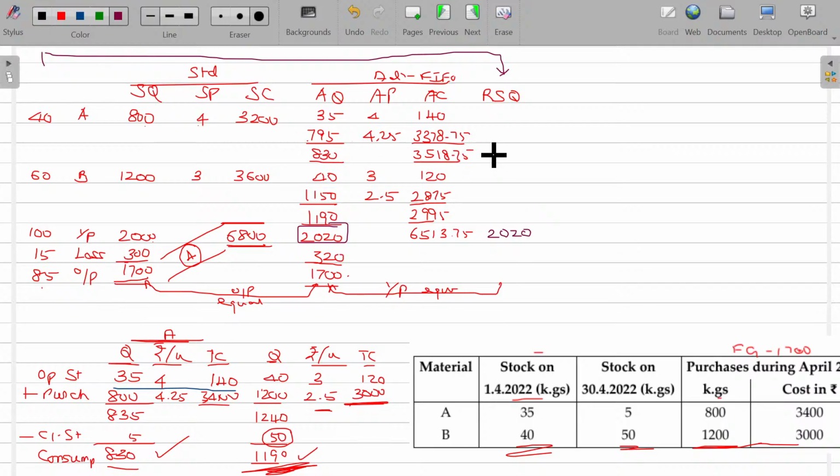Okay then. So as per the standard mixture, out of 2020, 40% being A, 40% on 2020 being 808. Hope if you are able to understand this one, the entire thing is already over. Out of 2020 being input, 15% may be lost. For 2020, 15% being 303 may be lost. So production should be 1717.